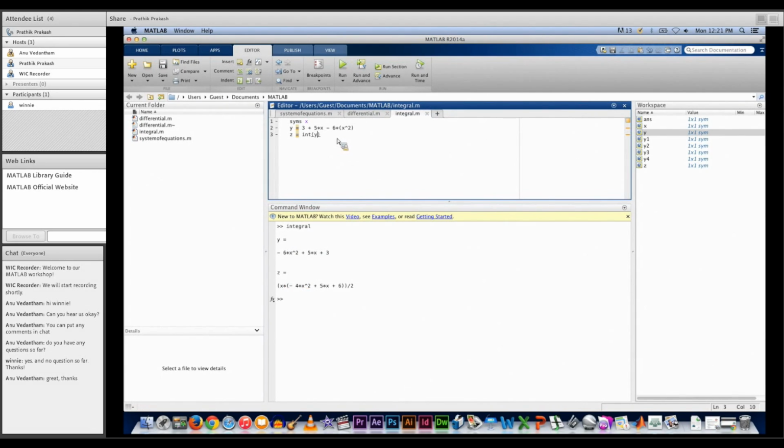To see it in a better form, let's put both y and z in pretty functions. So it says that there are too many arguments in y is equal. What's happening is that it is trying to compute the function as well as print it out. So we'll have to write it in the next line. Let's just write it as pretty of y over here. Same thing with z.